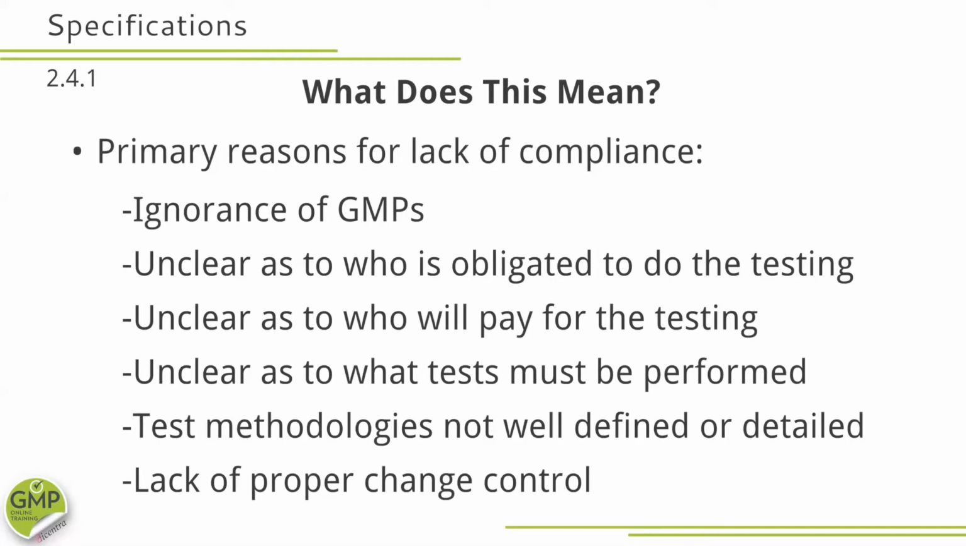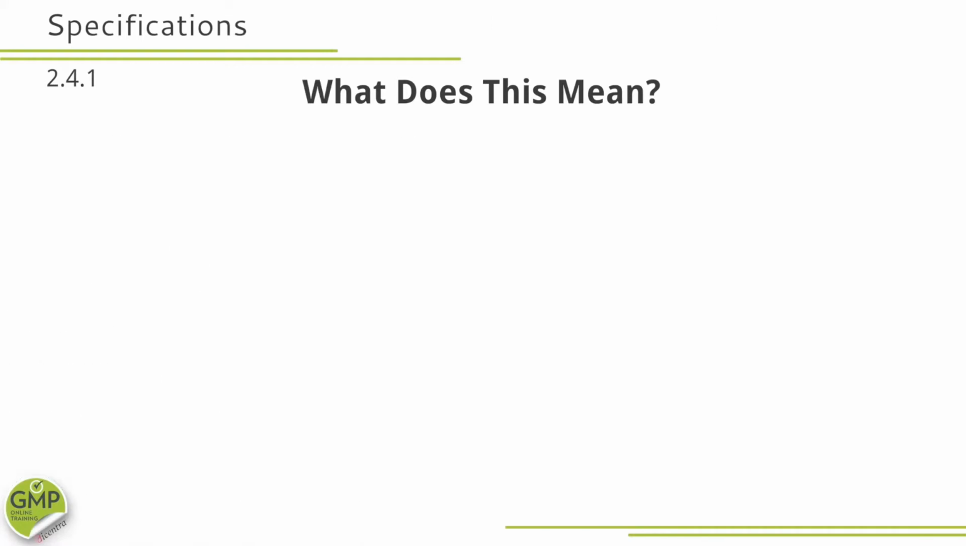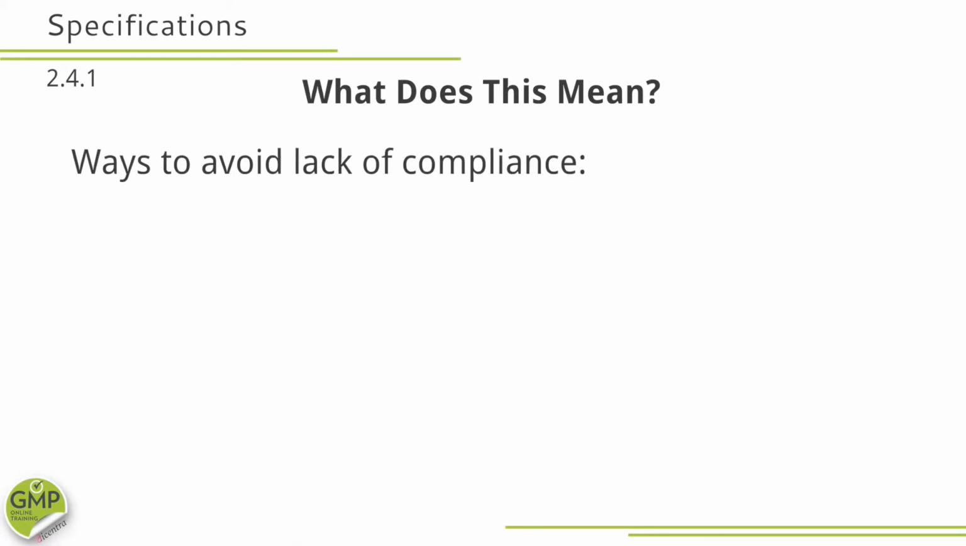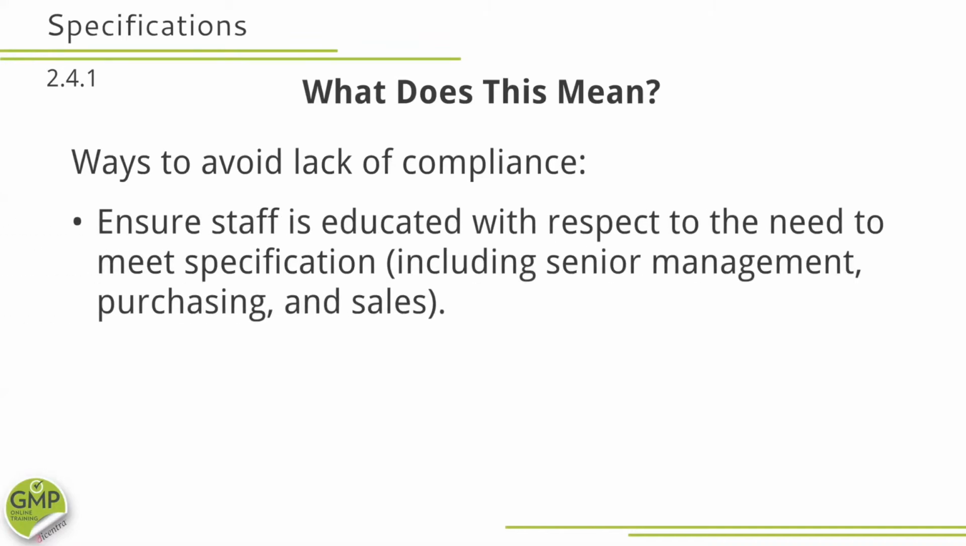It was then decided to do a test to see exactly how this would affect the product. So, it was put in the light and then tested after 3 days. The active ingredient was virtually gone. It had completely degraded in the light. What are some ways to avoid lack of compliance? Well, first you should ensure that the staff is educated with respect to the need to meet specification, and this includes senior management, purchasing, and sales.